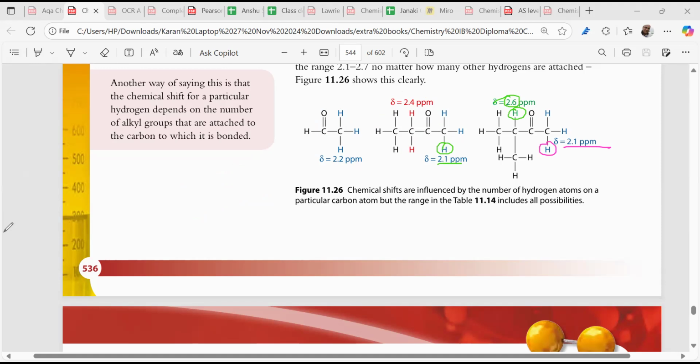If you have got a hydrogen environment next to a C double bond, it will be 2.1 to 2.7. This you have to memorize, right? For the HL part, right?